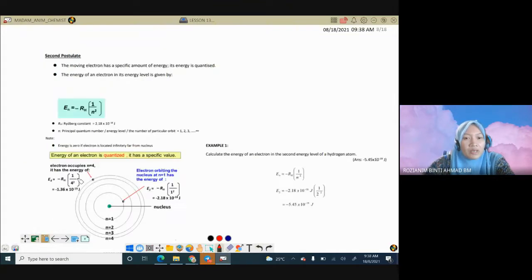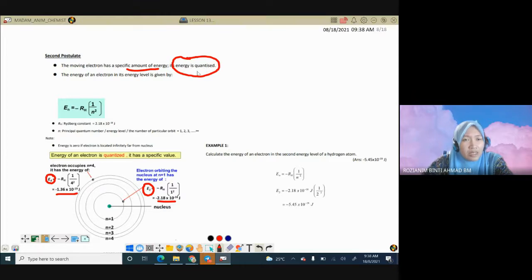Tetapi, according to the postulate number 2, if we compare the electron moving in shell number 1 versus the electron moving in shell number 2, the value of the energy are different. So, kita ambil nilai sahaja. Therefore, the second postulate states that during the electron moving at a specific orbit, the value of energy is quantized. So the concept postulate number 2, statement yang ayat terakhir ni adalah penting.